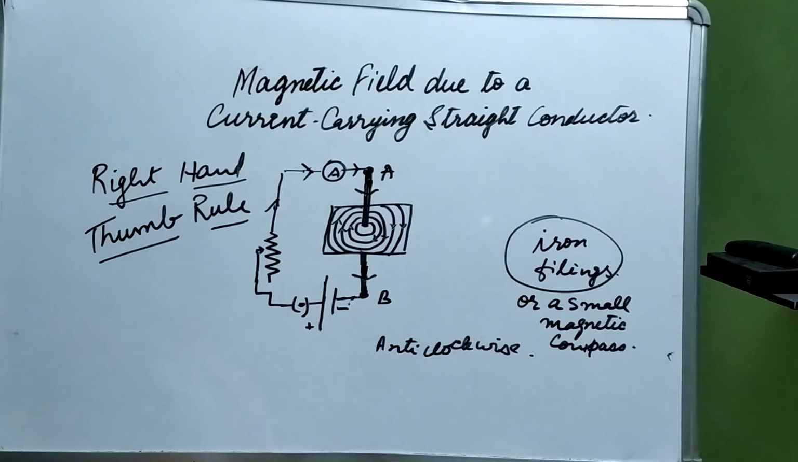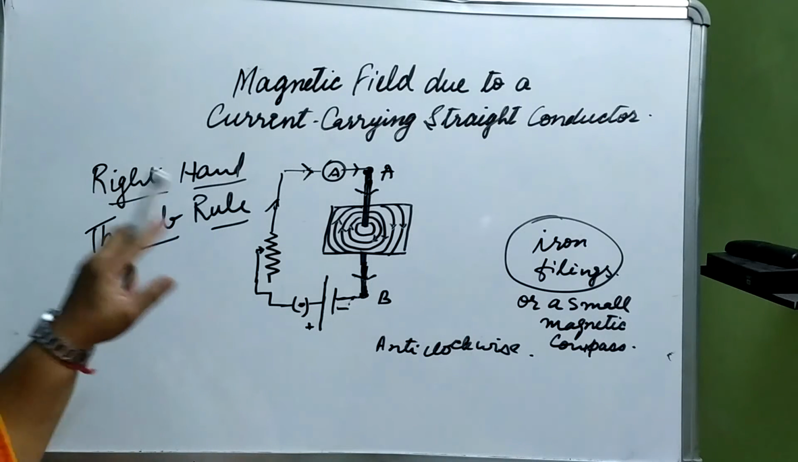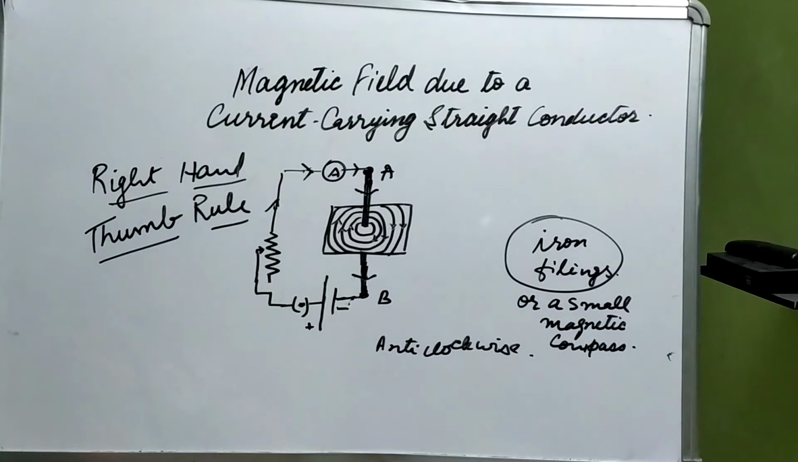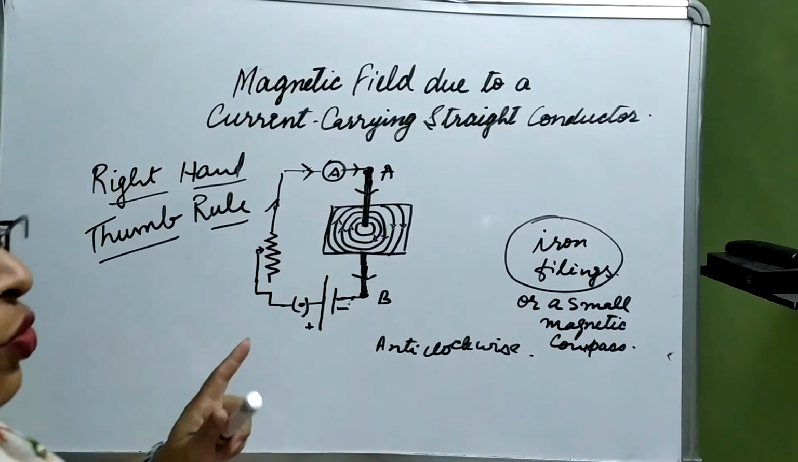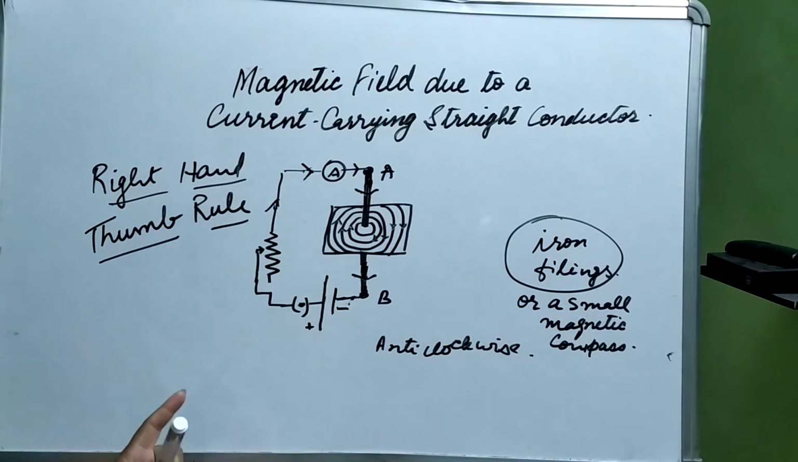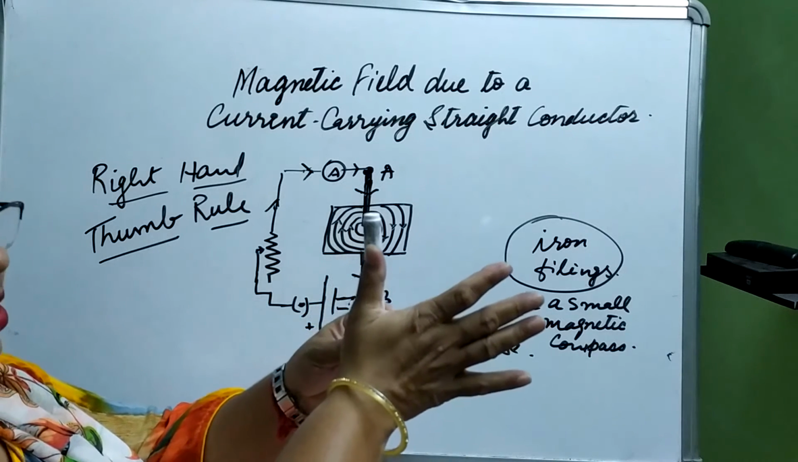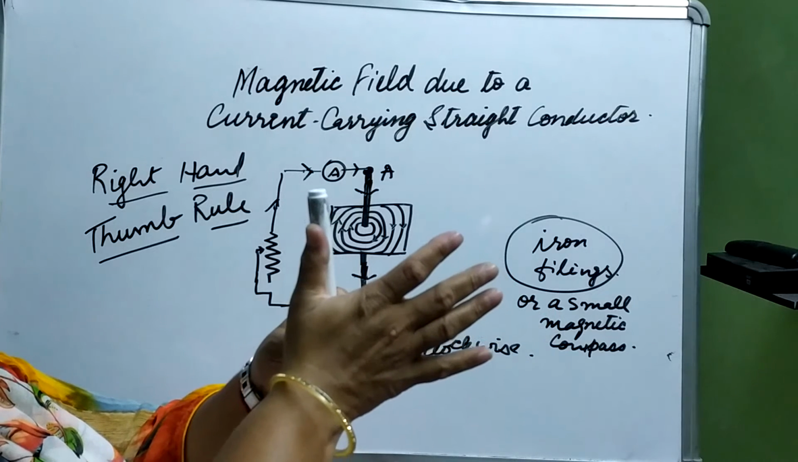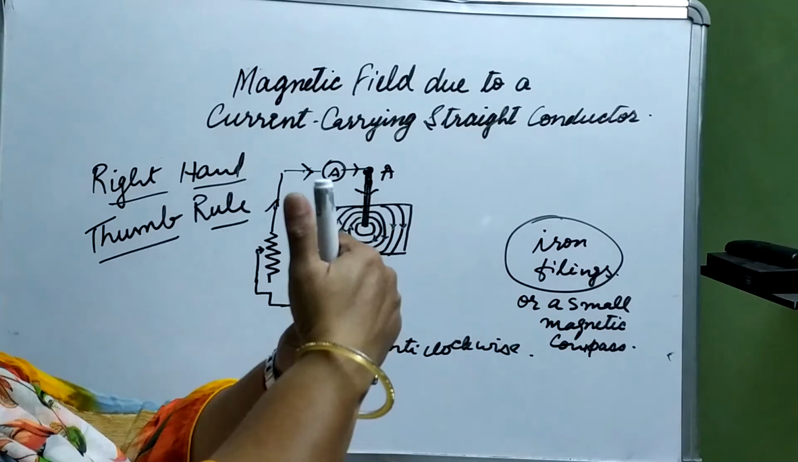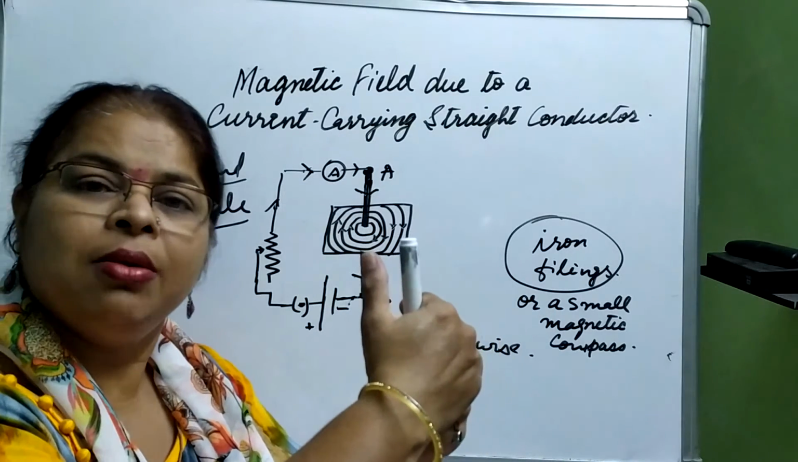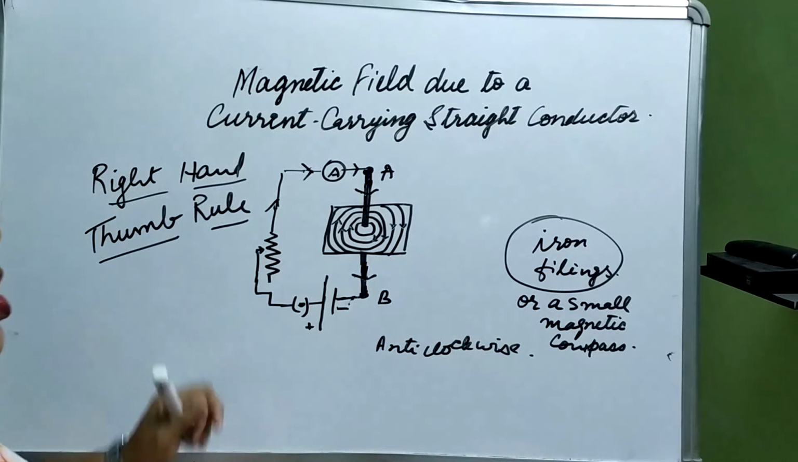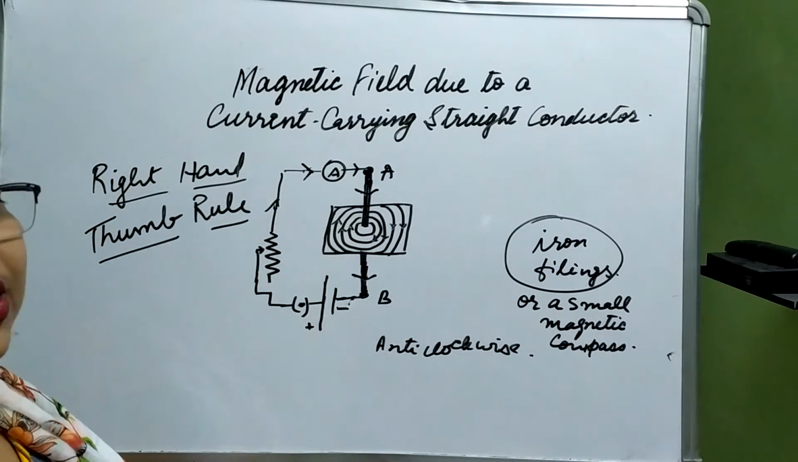Clear? Now these things are quite important. What is the right hand thumb rule? It is used to find out the direction of the magnetic field due to a straight current carrying conductor. According to it, imagine that you hold the straight current carrying conductor in your right hand, such that the thumb is pointing in the direction of the current, and the direction of the curling of the fingers will tell you the direction of the magnetic field. Clear? So this was about the magnetic field due to a current carrying straight conductor.